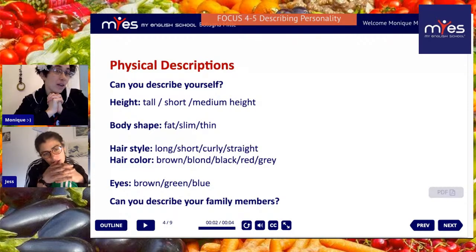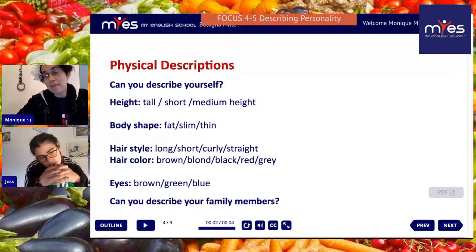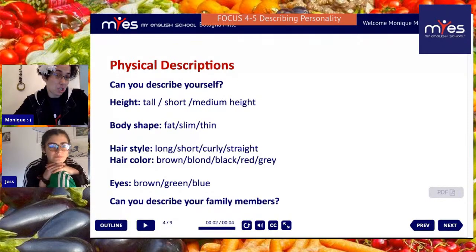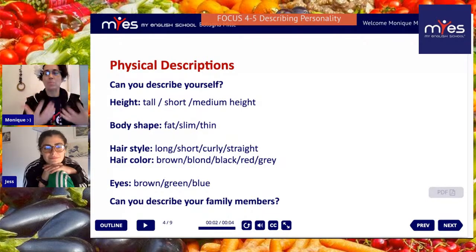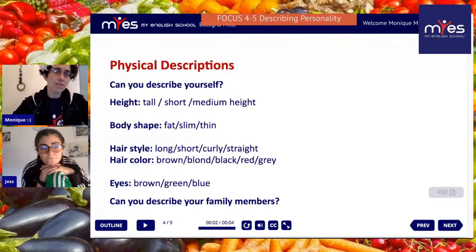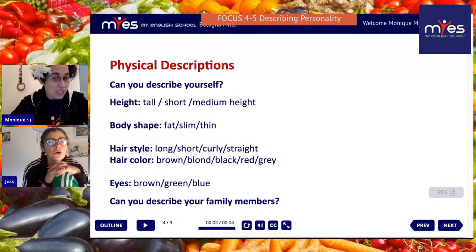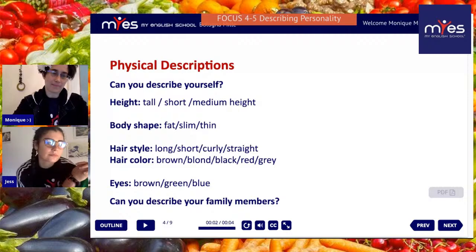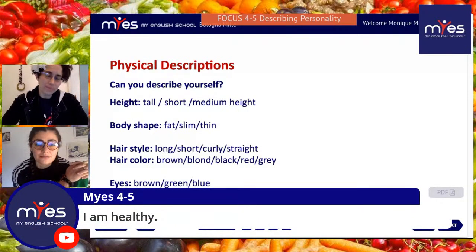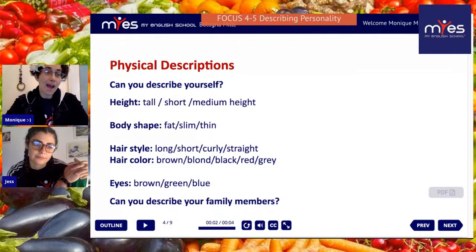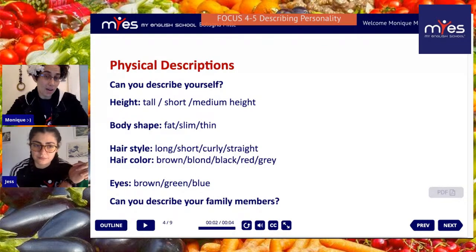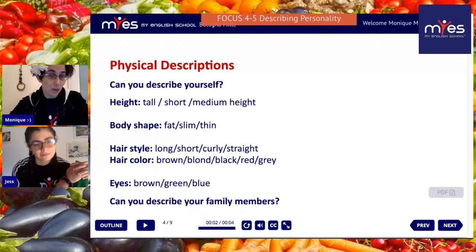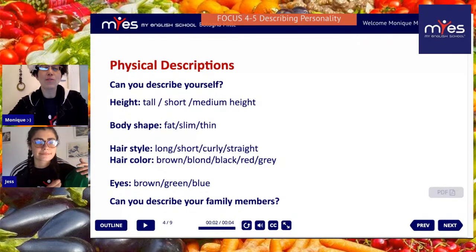Let's see, shall I describe myself perhaps? So I am tall. I am maybe chubby-ish. I don't know. I disagree. This is our perspective, our perception of ourselves. So I would say I am average. I would call that healthy. I am a healthy weight for my age and my height. Yeah, I am healthy. I have short, curly hair, and my hair is brown. So I am a brunette, just like Jess. And I have green eyes.